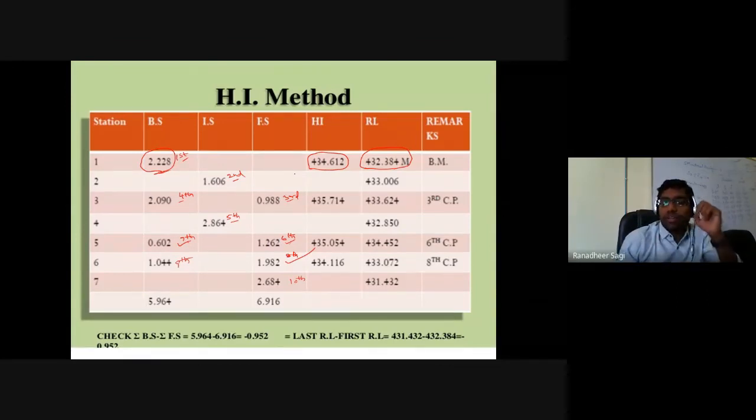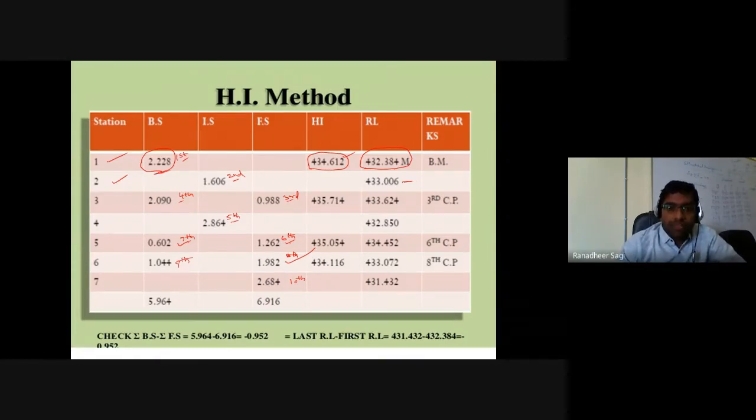where I have taken staff readings with respect to that first instrument station position. So what becomes my RL value? The RL value of point 1 is equal to the RL value of the benchmark only, because point 1 is your benchmark point. And for the second point's RL value, it is not the RL value of the previous point; it is based on the height of the instrument. So what is the height of the instrument with respect to that instrument setup? The height of the instrument is 434.612 meters.